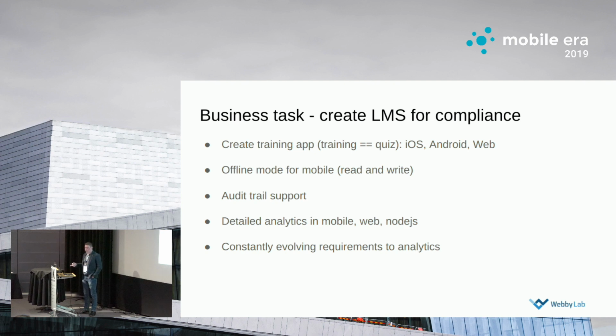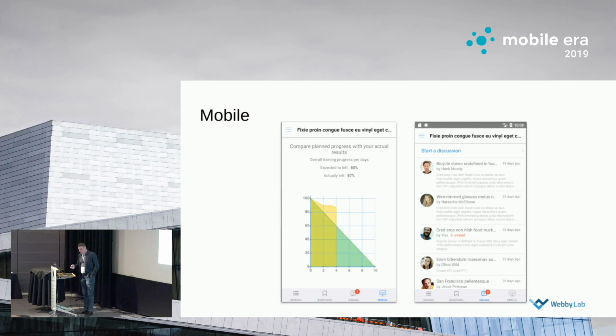Another thing, audit trail support, as I mentioned before, detailed analytics, and every day we have new requirements for this analytics. And for this situation, event sourcing seems like a good match. So here are several screenshots from the mobile app. We have several metrics like overall training progress, expected time left, actual time left, progress burn down. We have discussions, comments, and all of this should work offline.